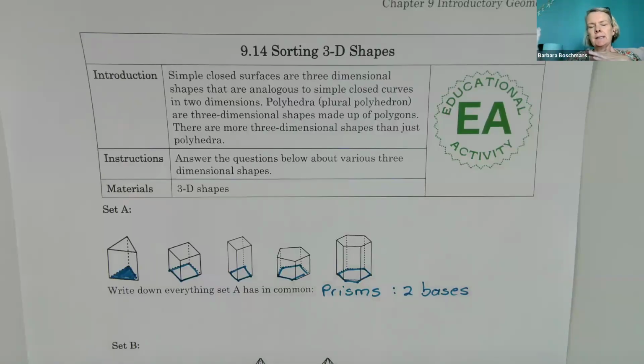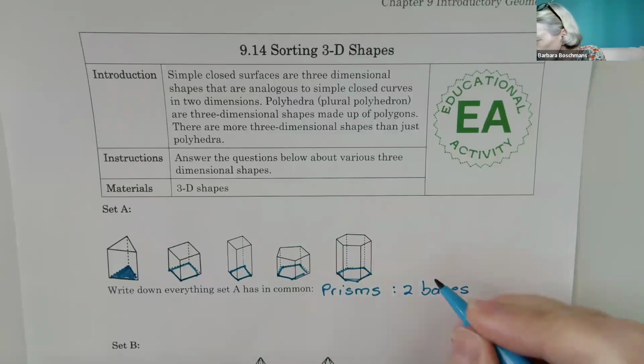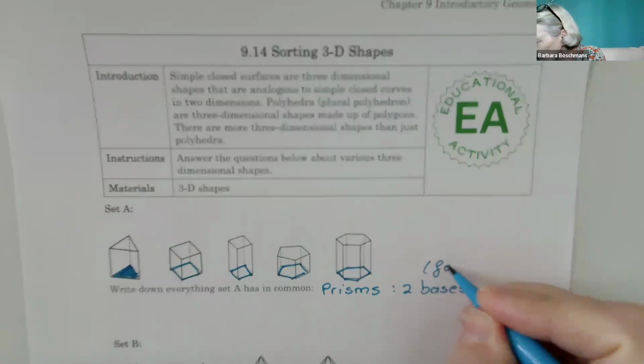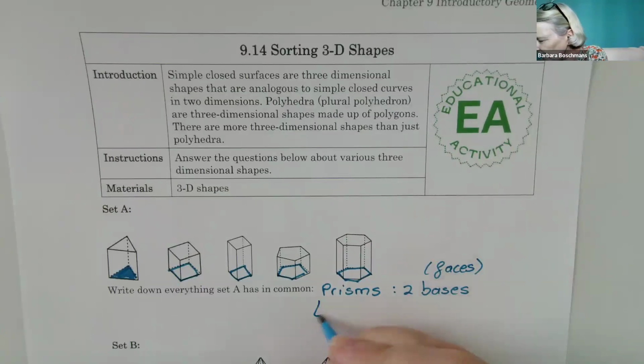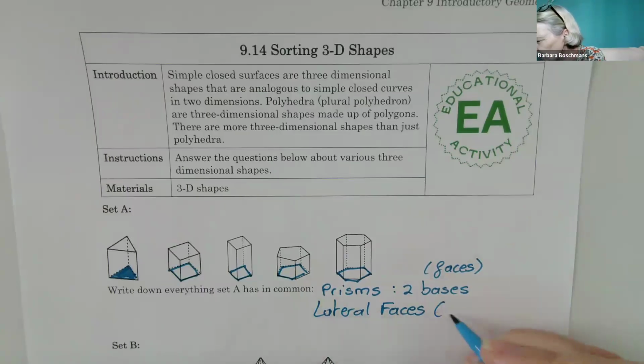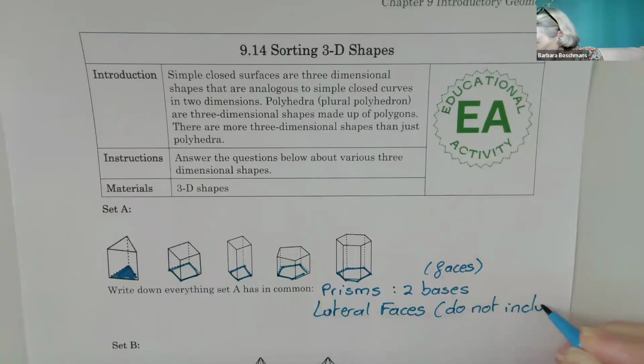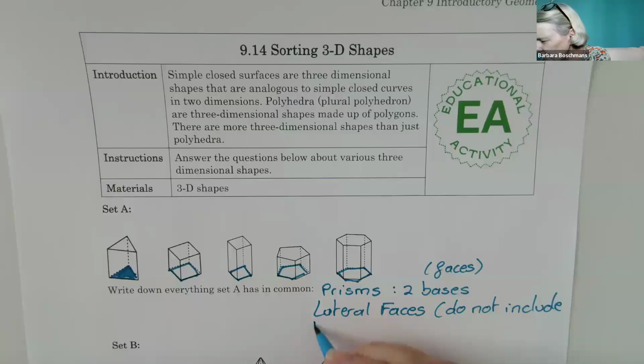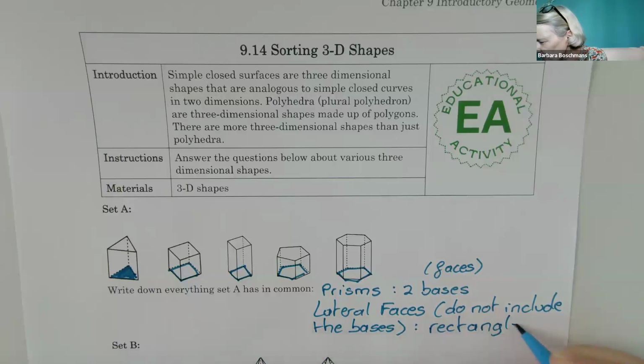All these sides, the faces that go around, we call those lateral faces. So these are all called faces. And then we have lateral faces. Those do not include the bases. And all of the lateral faces are rectangles.